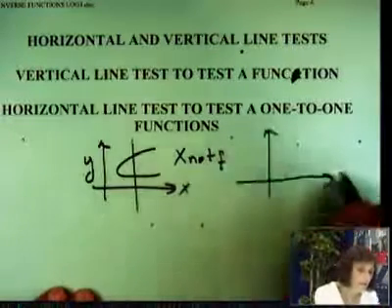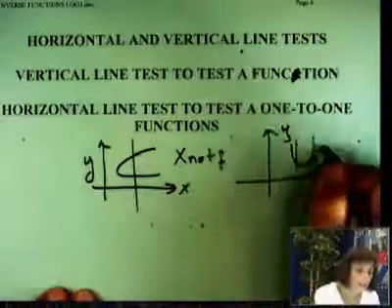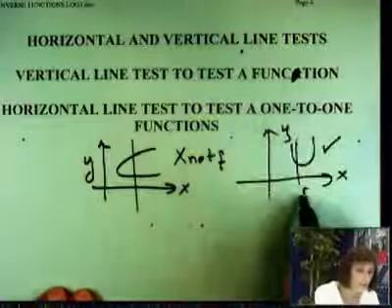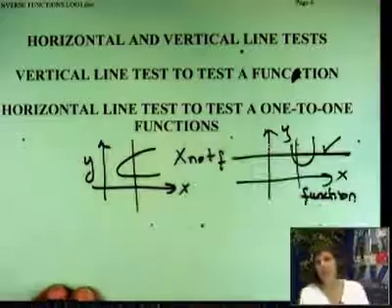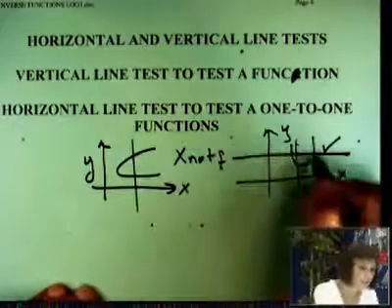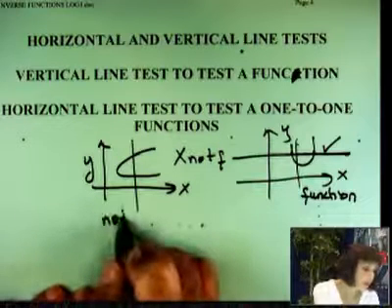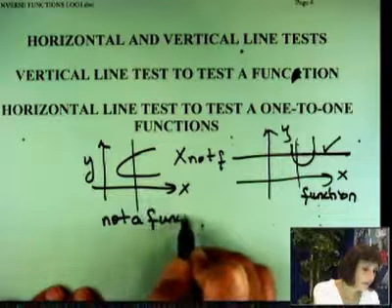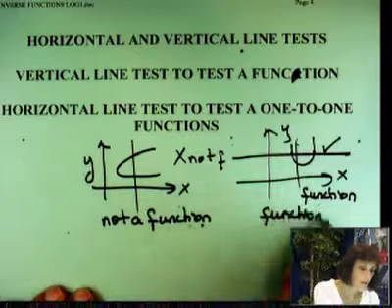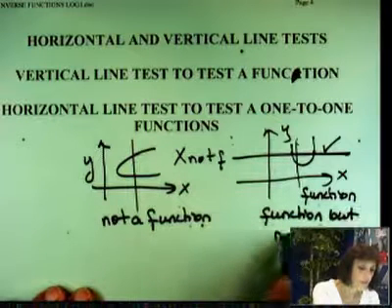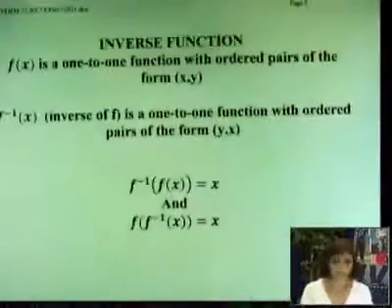How about this? Okay, it does pass the vertical line test, so this is a function. The problem is, when I pass the horizontal line, it does cut it at 2 locations. It fails to be a one-to-one function. So this one is a function, but not one-to-one. All right, very good.